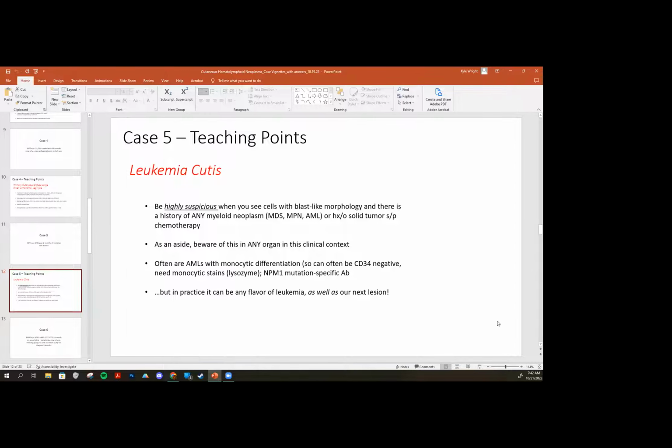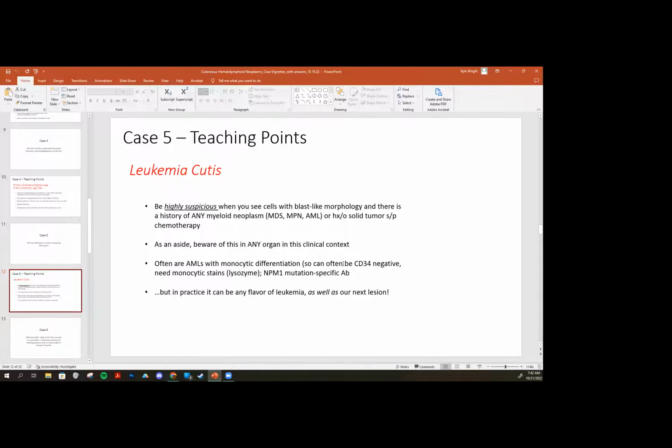Well, AMLs that typically involve soft tissue sites, including the skin, are often AMLs with monocytic differentiation, very common. Gingival hyperplasia, very common. Skin sites, very common. Extramedullary sites, very common. And monocytic differentiation AMLs often are CD34 negative.